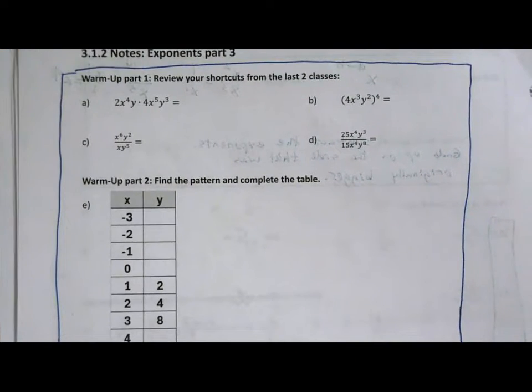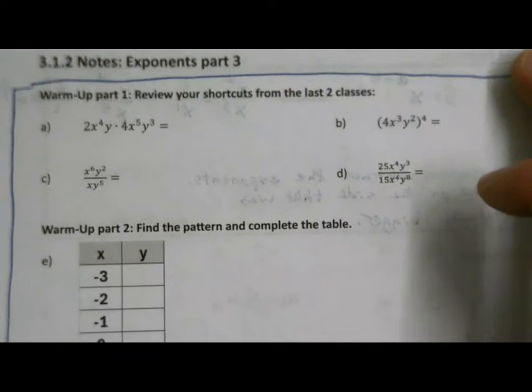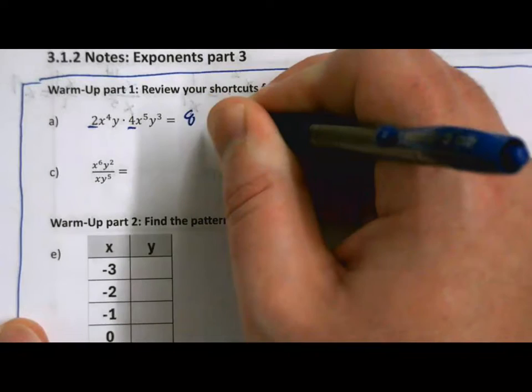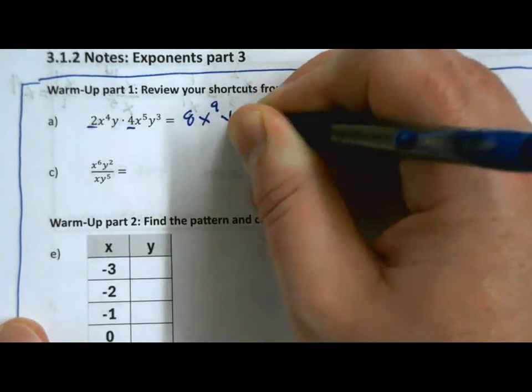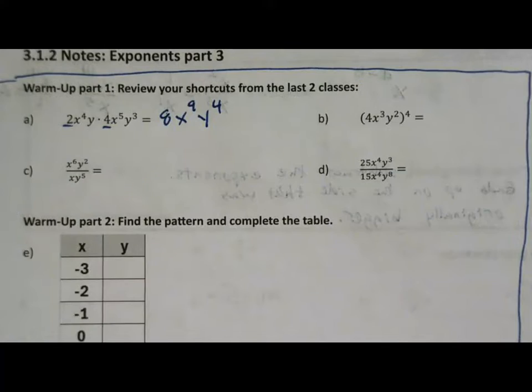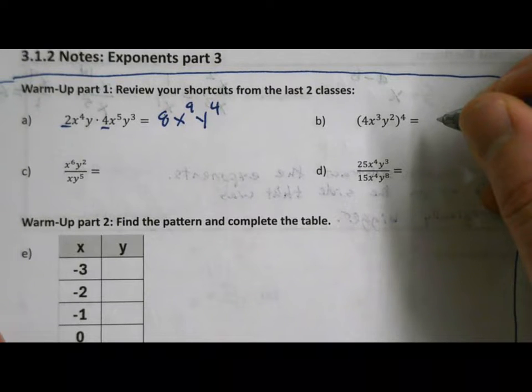So this was just reviewing what we've already done with exponents. Let me get you answers so you can check. If you're having any trouble with these, make sure that you get some help from me later on. We're going to have a good chunk of time today for you guys to ask questions and to work on your new assignment. Part A, I'm hopeful that you got 8 times x to the 9th times y to the 4th.